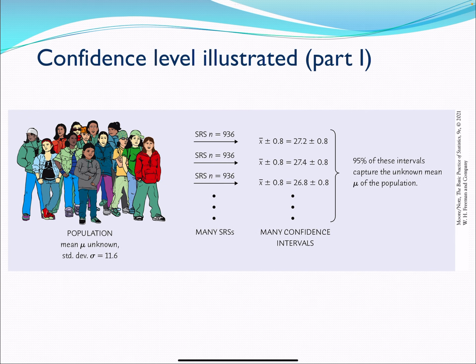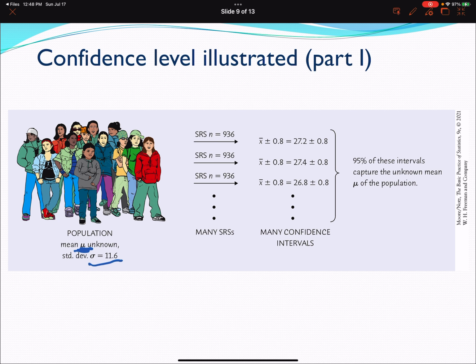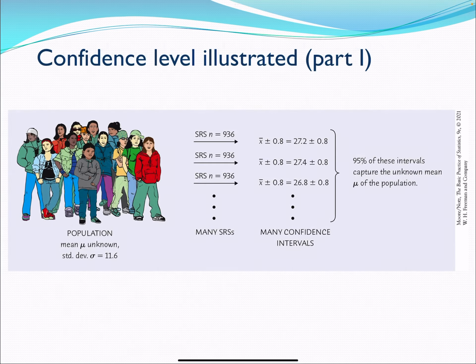So here's an example of a confidence interval illustrated. Okay, so I have my population. We don't know our population mean, but we do know our population standard deviation. That was one of our simplified conditions. So if I take 3 samples of 936, I get a mean of 27.2, 27.4, 26.8. So I get many confidence intervals and 95% of these confidence intervals will capture the unknown mean of our population.